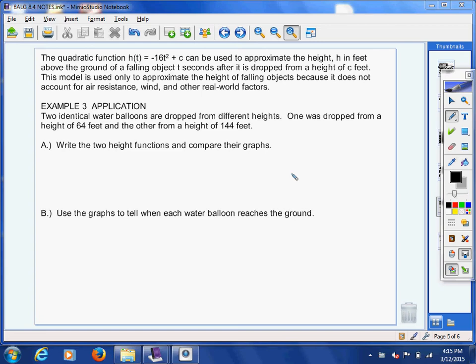We're going to get into 8.4 example 3. I think you're really going to like this. Why don't you take a second and grab your graphing calculator? You are definitely going to miss it if you don't have it.